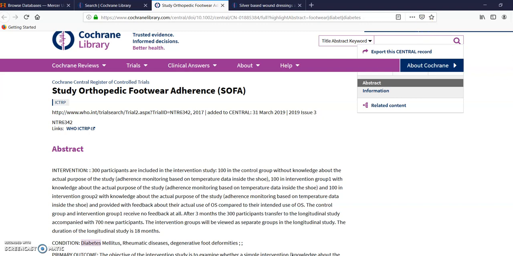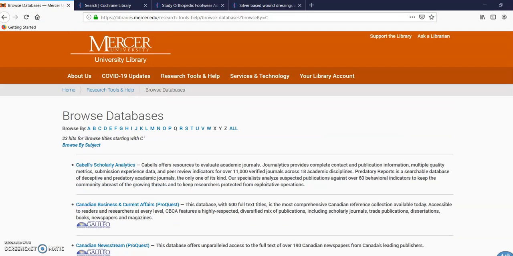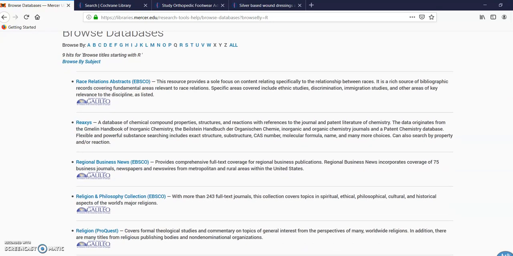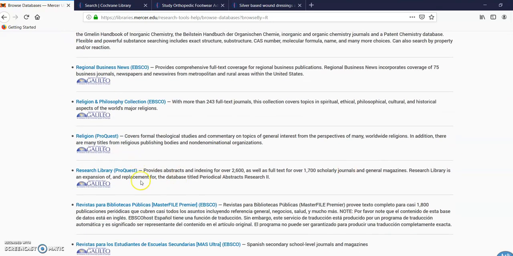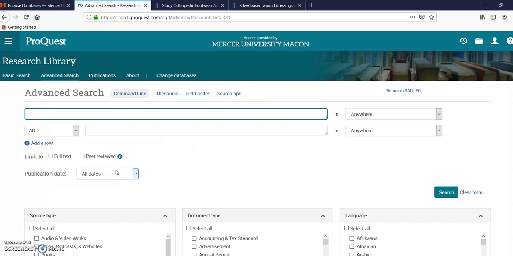In order to do that, it's not in the Cochrane database. I'm going to go back to Browse Databases. I'm going to my favorite database. It's Research Library at ProQuest. So I'm looking for Research Library. Here it is. This is where I'm going to find my peer-reviewed. And in peer-reviewed, they are primary research, and you usually see charts and graphs to go along with it.